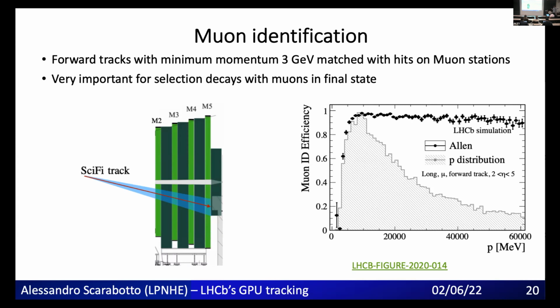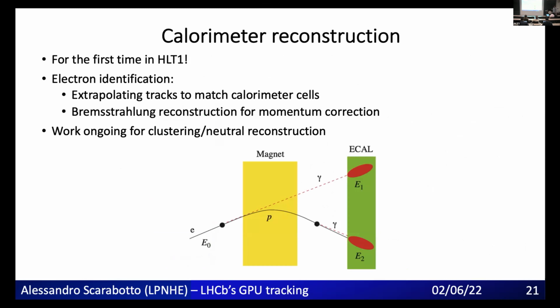Then we can also use calorimeter information, and this is actually a first in HLT1, and this is used for electron identification. Here the idea is quite similar. We extrapolate our tracks to the calorimeter. We look for matching cells in the calorimeter, and this is our electron identification. We can also do some Bremsstrahlung reconstruction to correct the momentum.